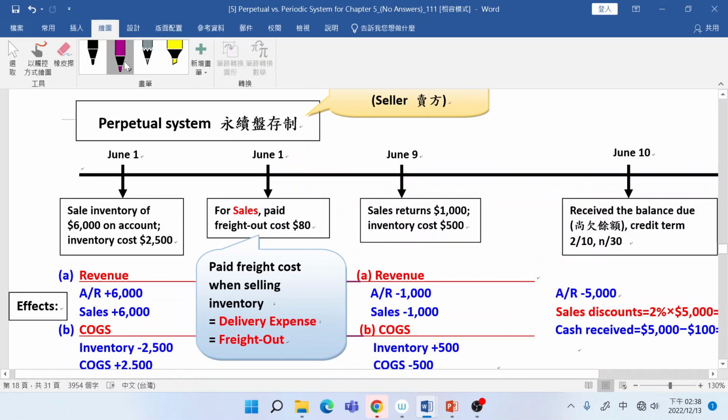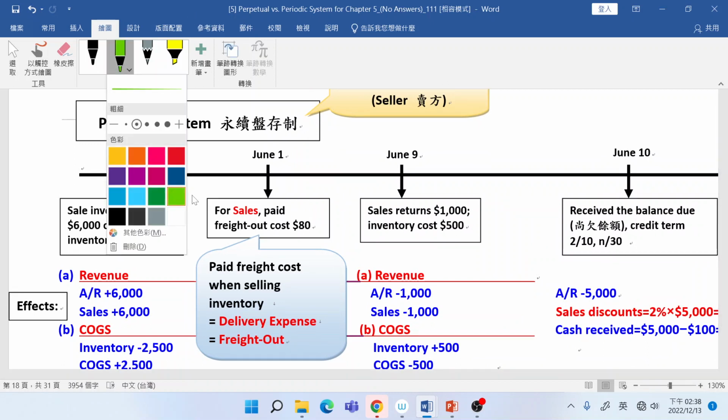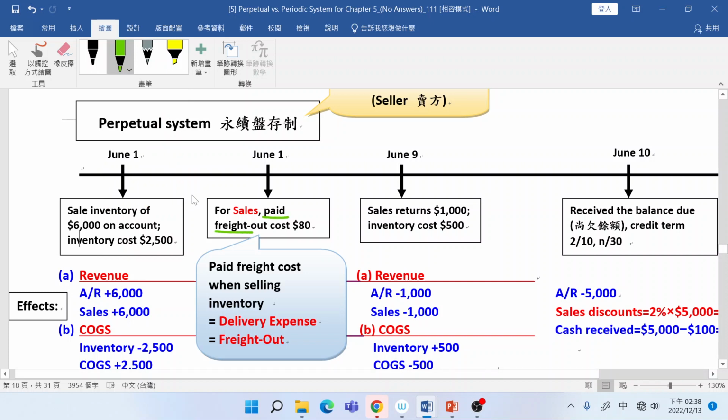June 1st also. Did you find out? For the sale, you paid freight out cost. You paid the delivery fee. So who paid the delivery fee? Seller or buyer? Right now you are the seller. Seller paid the delivery fee. So could you tell me, is it FOB shipping point or FOB destination? Seller paid the delivery fee, is it FOB shipping point or FOB destination?